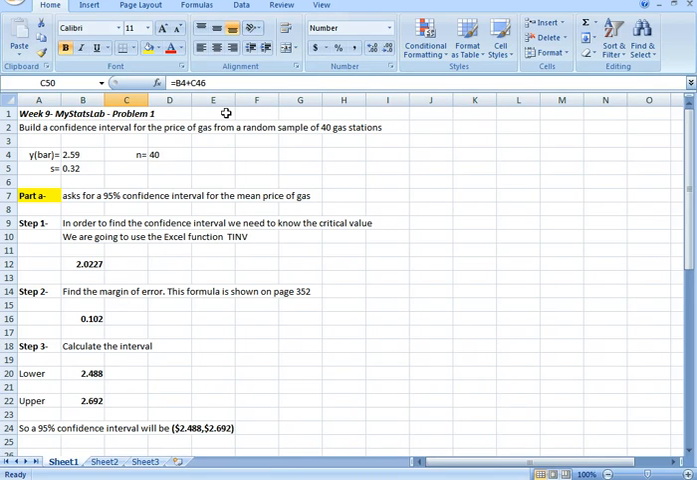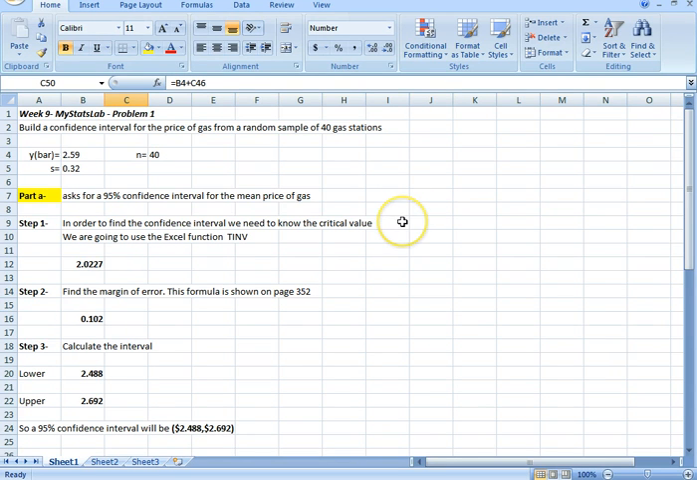In this problem we are to build a confidence interval for the price of gas from a random sample of 40 gas stations. We are given our mean of $2.59, the standard deviation of 0.32, and our sample size, of course, is 40. So let's go to part A of the problem, where it asks us for a 95% confidence interval for the mean price of gas.